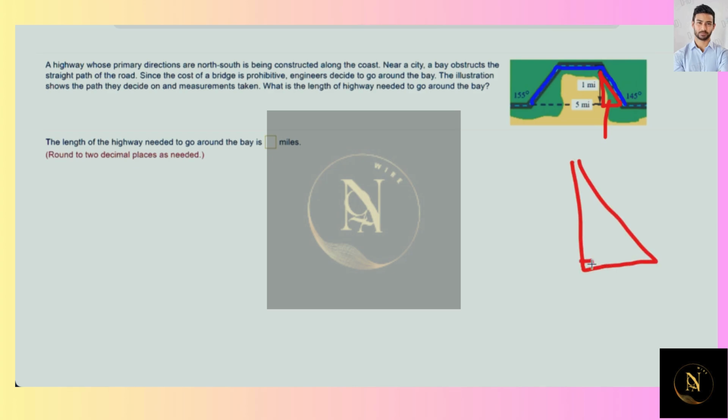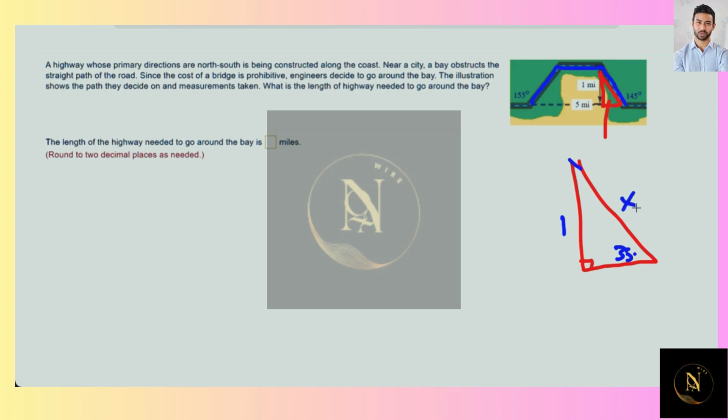Okay, we got a right triangle. And the angle inside, if this is 145 degrees outside, would be 35 degrees inside. And we know that this vertical distance is 1. We want to find what I'm labeling x.